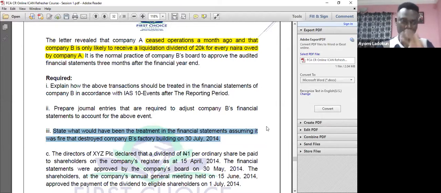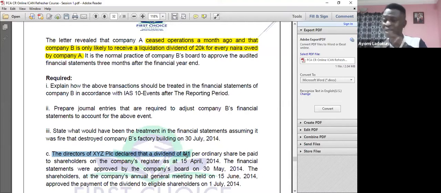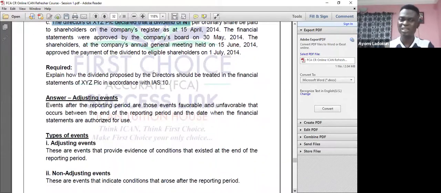Okay. Then, sorry, part C of that question. You said the directors of XYZ declare dividend. Once I see dividend, I don't need to waste time. No matter the story they are telling, I tell the examiner straight up that dividend is a non-adjusting event because dividends are accounted for on a cash basis. That's it. So I don't need to waste time.